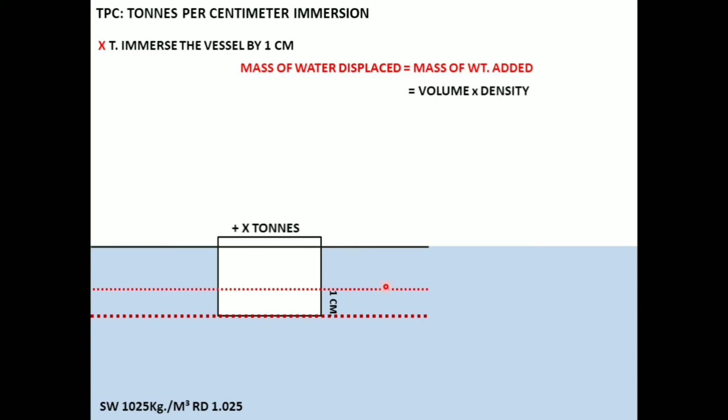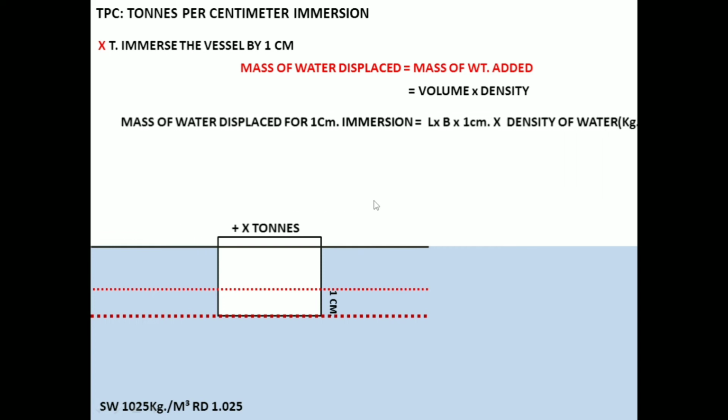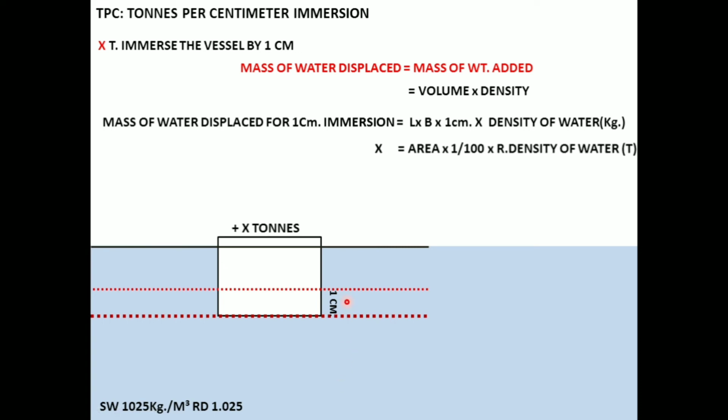And when we talk about masses, when we talk about weight, it is volume into density. Now, the volume is what? Length, breadth, and 1 centimeter, because it is increasing by 1 centimeter, into density of water. So this is the mass that would be required to immerse the ship by 1 centimeter. Now length into breadth is the area. I've just converted this into meters here, 1 by 100, and relative density. So I'll get the answer in tons here. Here I was getting the answer in kgs.